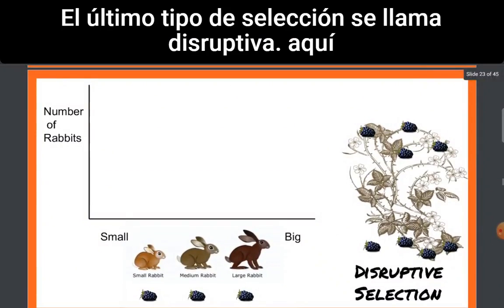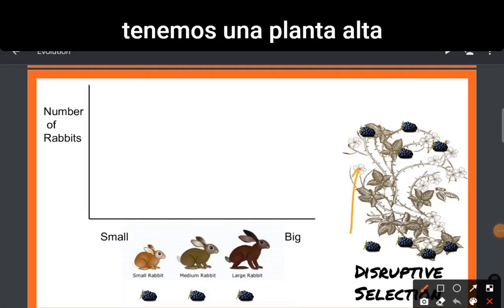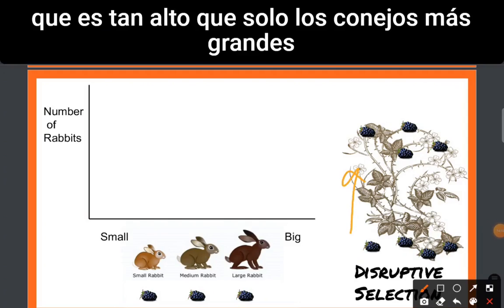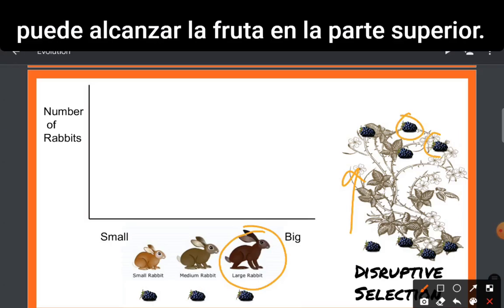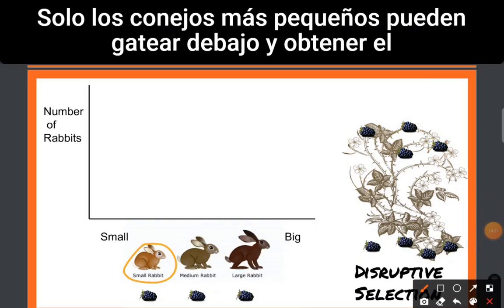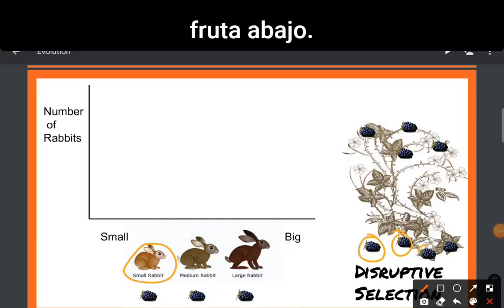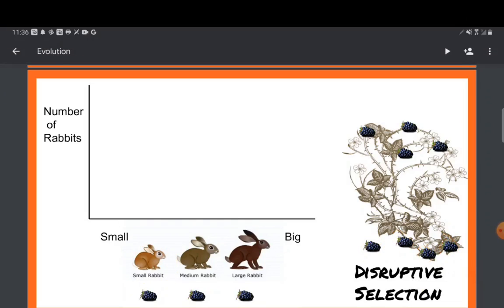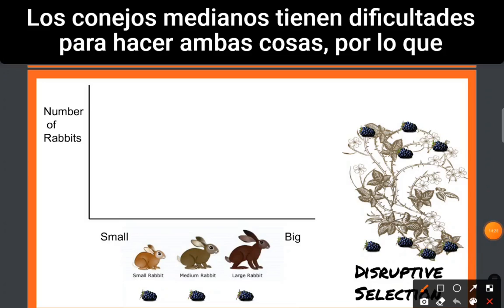The last type of selection is called disruptive. Here we have a tall plant that is so tall that only the largest rabbits can reach the fruit at the top. Only the smallest rabbits can crawl underneath and get the fruit down below. The medium rabbits have a hard time doing either, and so they starve.